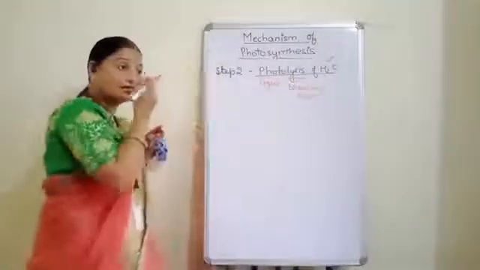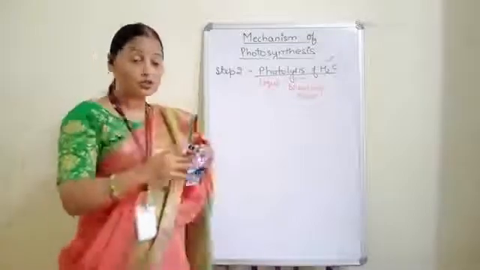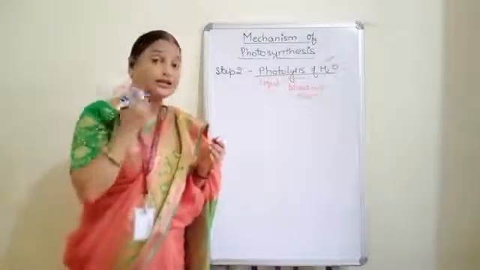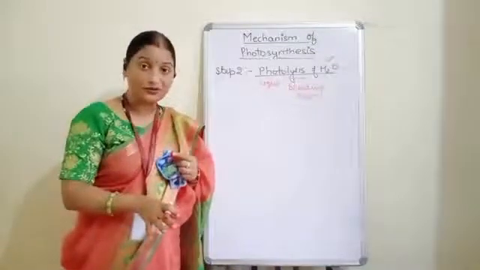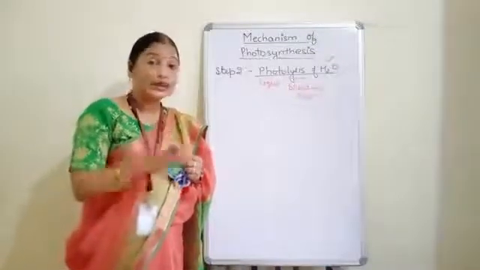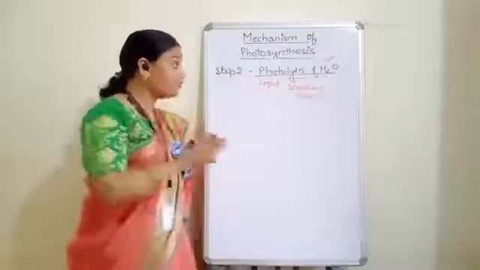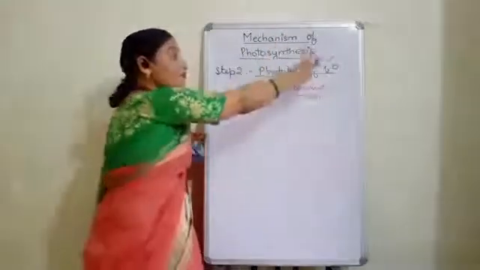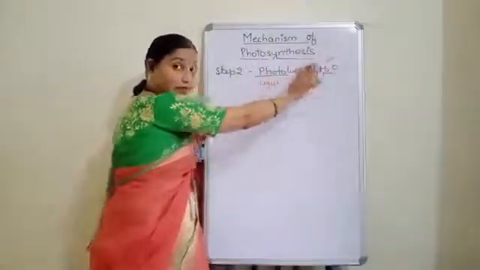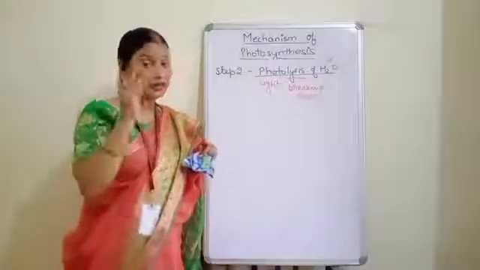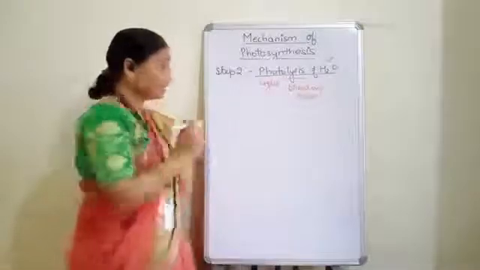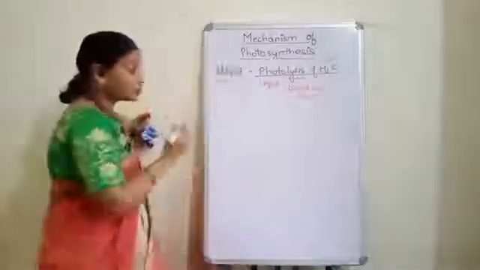So, our first step was absorption of the light, and that absorption was done with the help of the chlorophyll. Now, what will that light do? That light will break your water molecule. Clear? And this is called photolysis of water. Now, two steps are clear. Okay. Now, what will be the reaction of this?